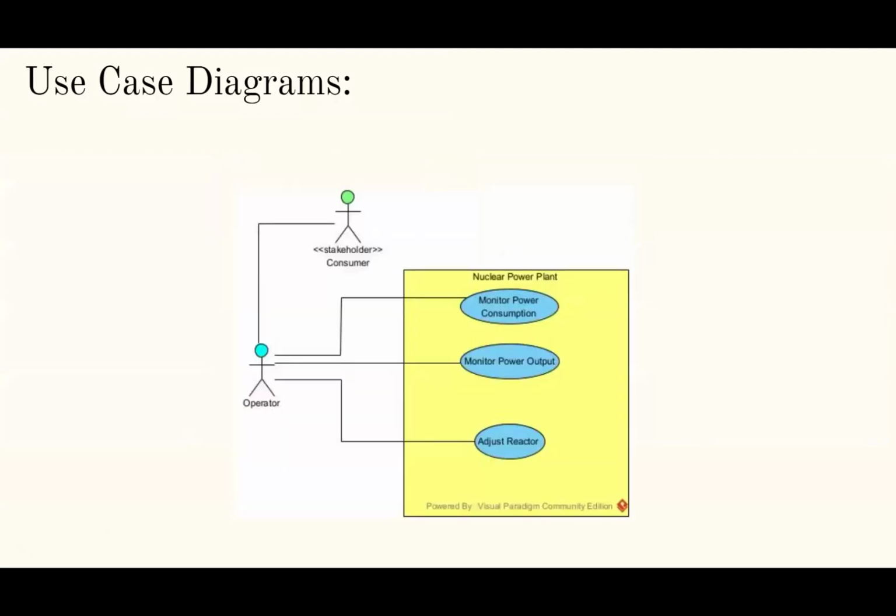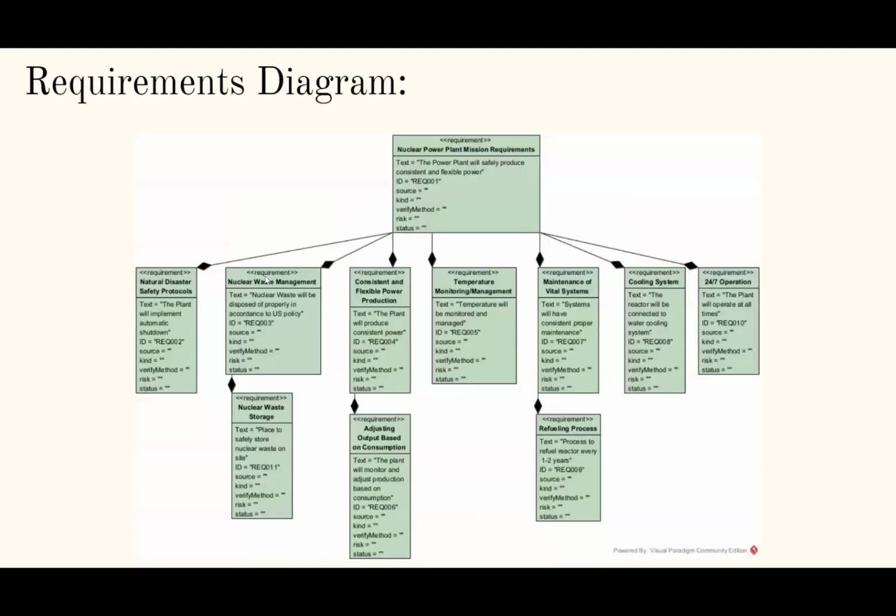Then the third use case diagram was to highlight the day-to-day operation of the plant. So it's constantly monitoring power consumption, power output, and adjusting the reactor as needed. And then the stakeholder in this situation would be the consumer. My next diagram was the requirements diagram. So these are all the requirements I want to go through in the system. So I highlighted 24/7 operation, refueling, maintenance, cooling, temperature management, flexible power, waste management, and storage, and protocols in case of any sort of disaster.